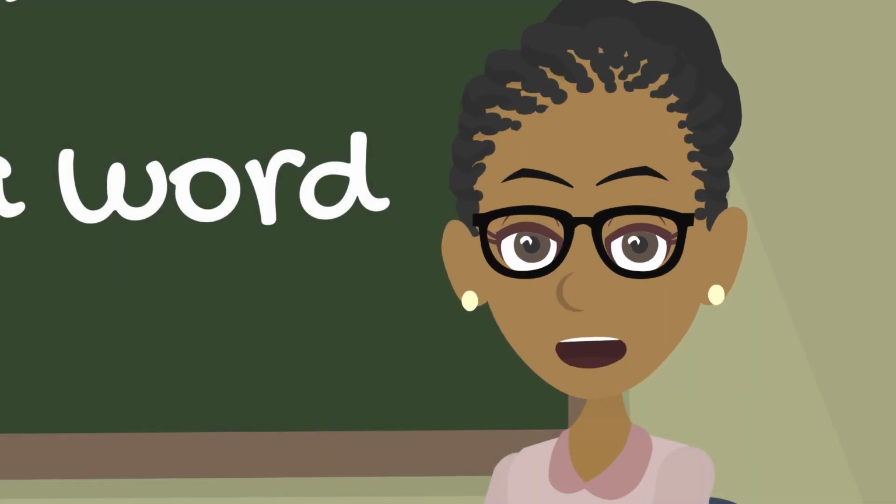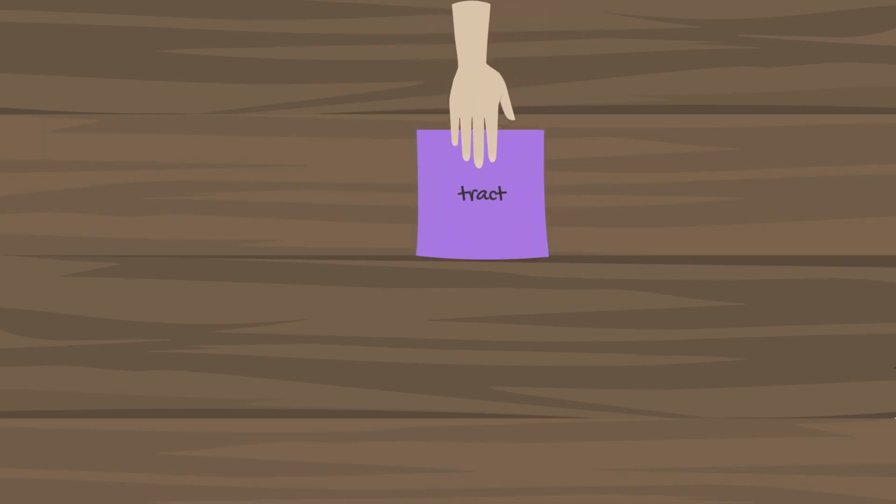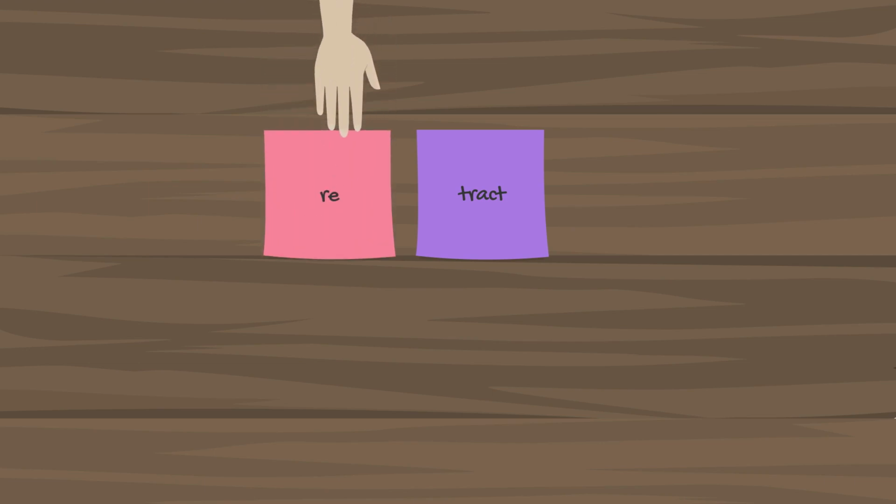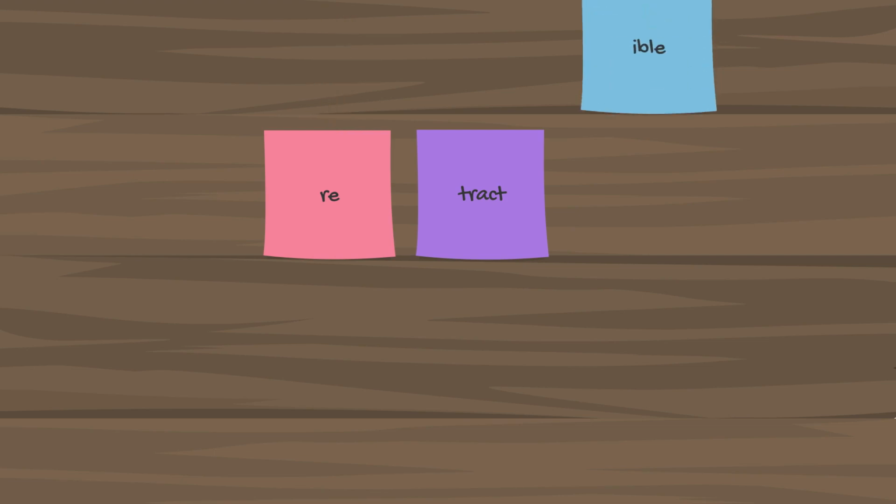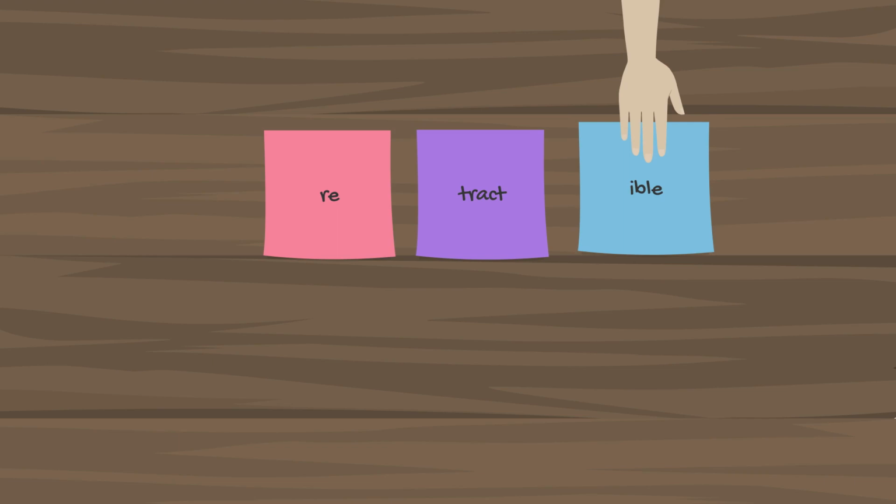Now let's make some new words with tract. Tract means to draw or pull, drag, or draw out. When we add re to tract, we get retract, to draw or pull back. When you add the suffix able, you get retractable, able to be drawn or pulled back, retractable.